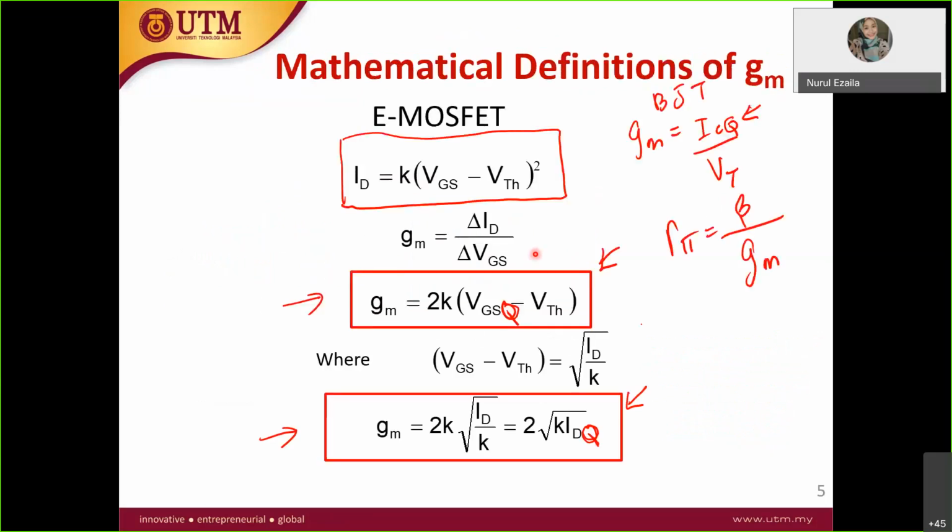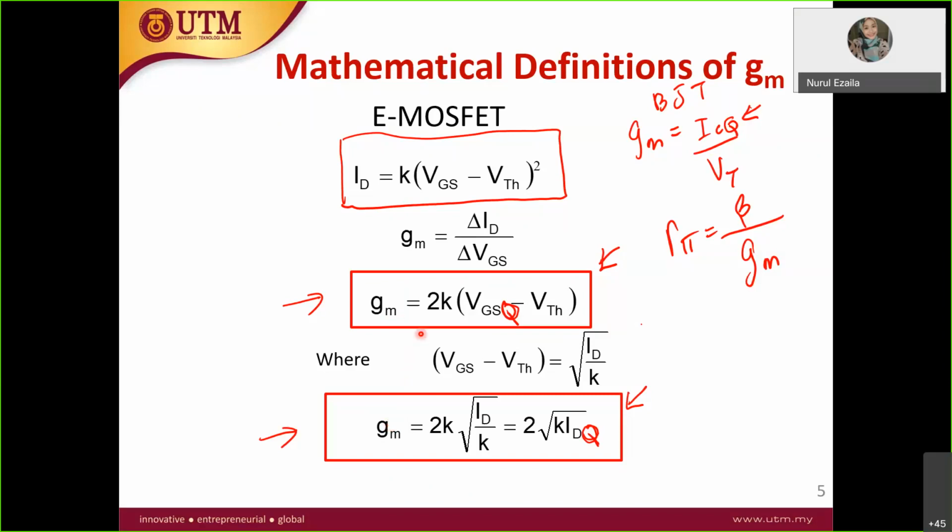So this is what you need to know. In BJT, these are the small signal parameters. We find gm, so in MOSFET also, you need to find gm. There will be two formulas for gm. In BJT, only one formula, which is ICQ over VT. But in MOSFET, you have two formulas. You can use either one, but make sure which value is given.